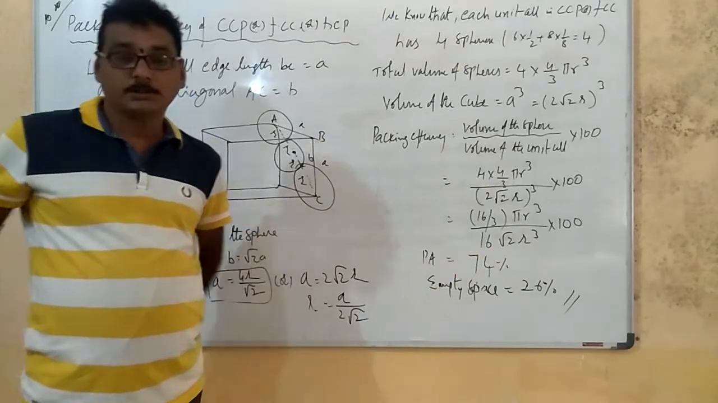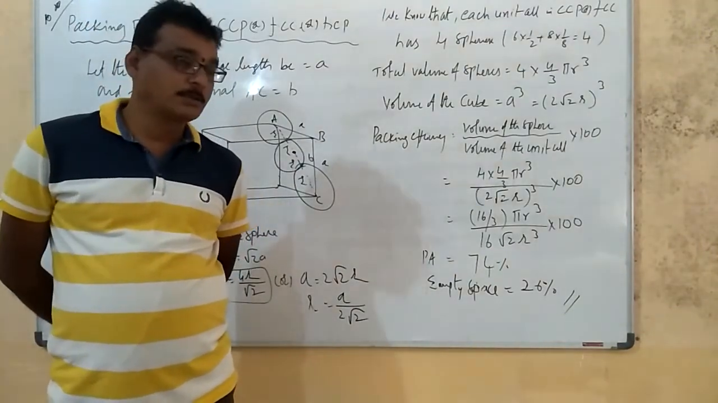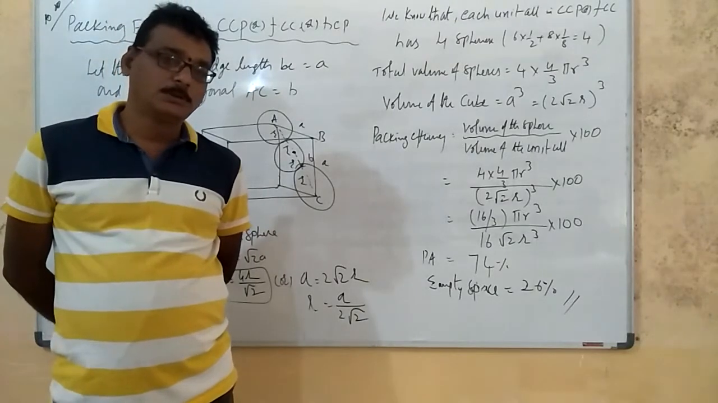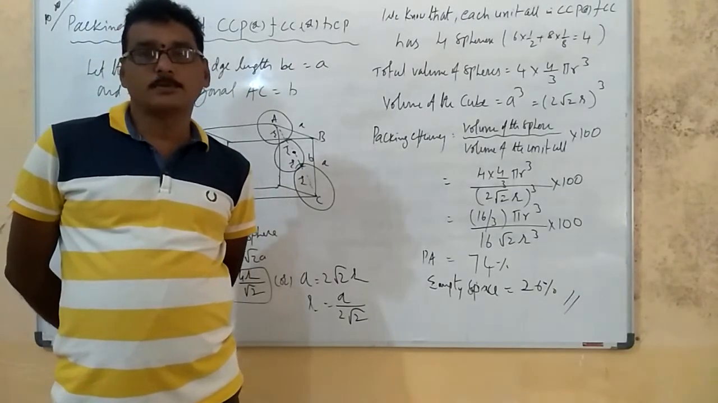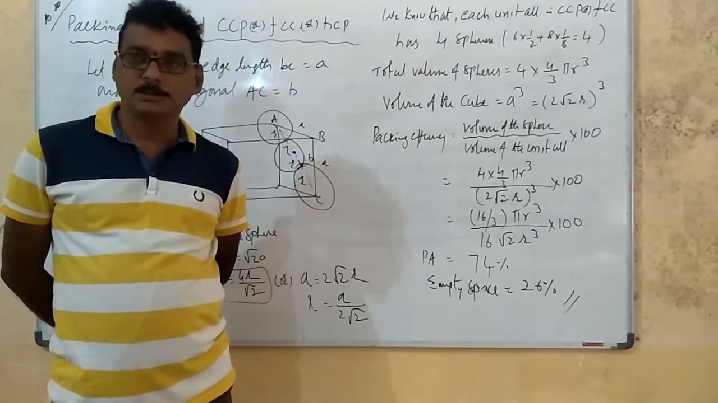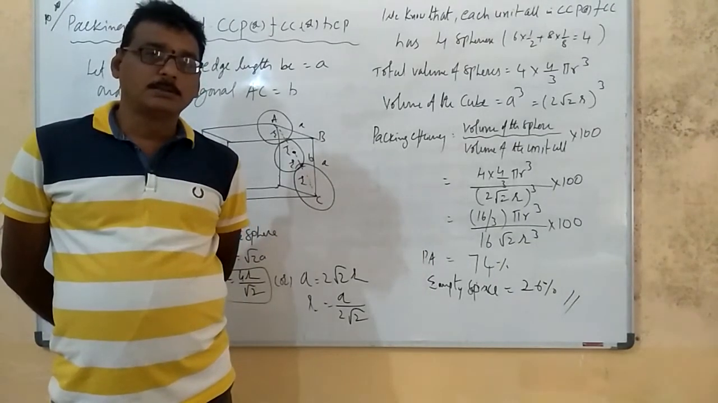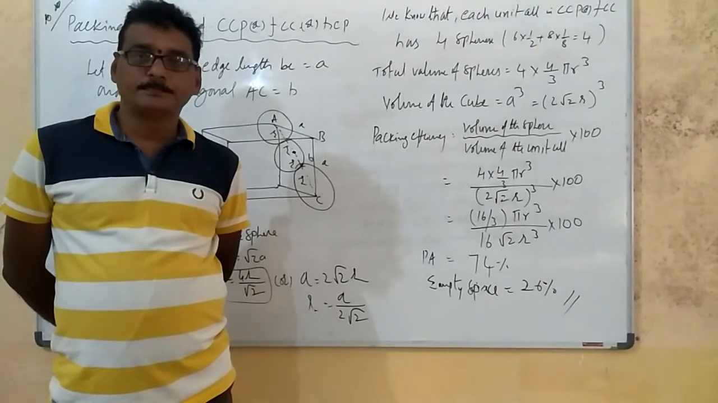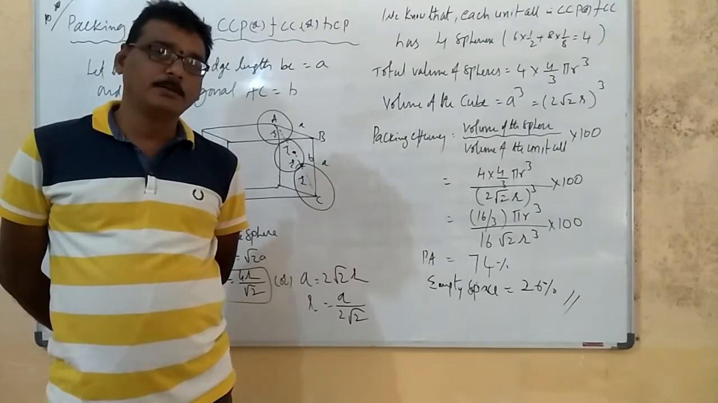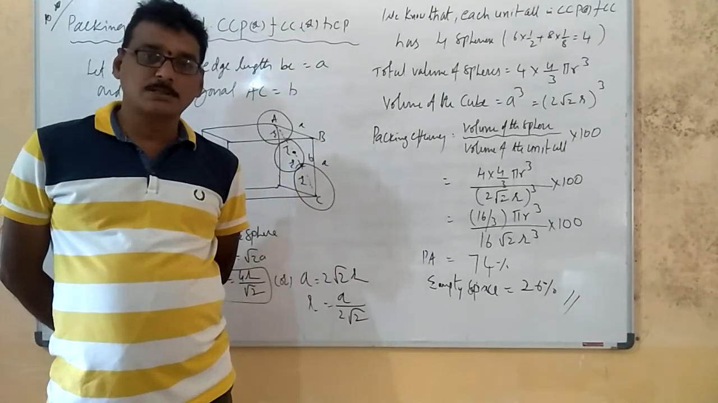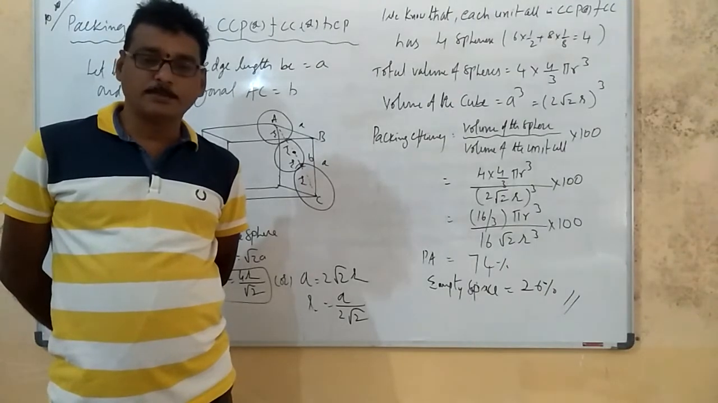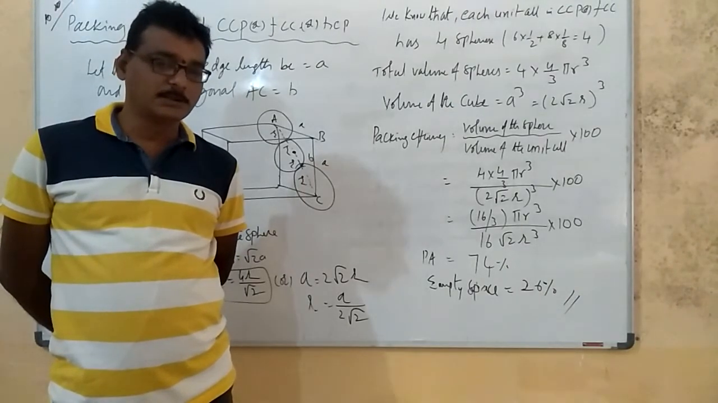Good morning, students. Last class we explained the packing efficiency of simple cube, which is equal to 52.4 percent. The second one is the packing efficiency of body centered cubic, which is equal to 68 percent occupied by the particles in the crystal lattice.